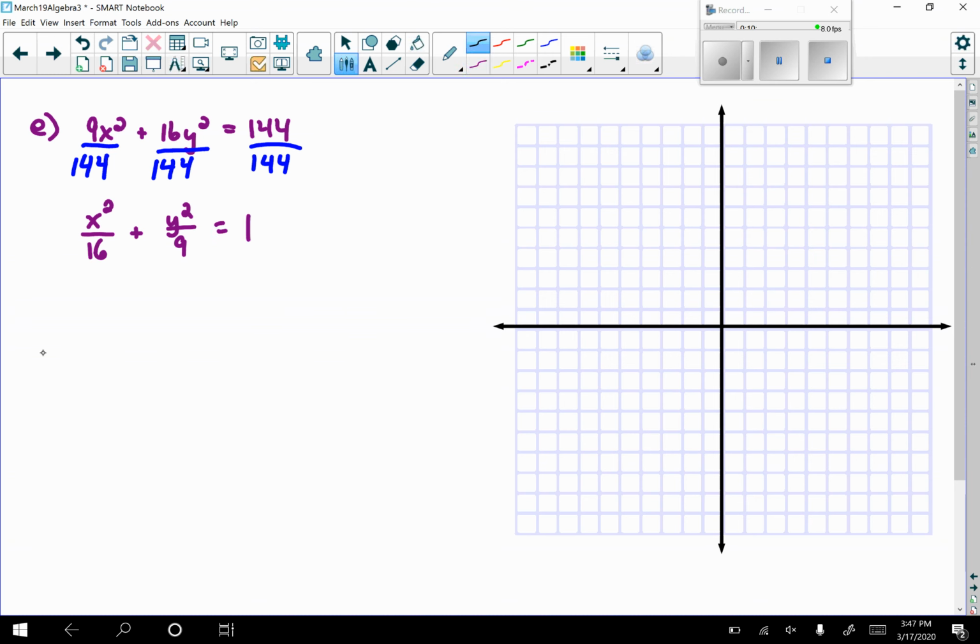Good news here is our center is back at the origin, and 16 is first, so that tells me a squared is 16 and a is 4. B squared is then 9, so b is 3. So I have a center at the origin. Because a squared is first, I'm going to have a major axis that runs horizontally, so I'm going to count 4 to the right and 4 to the left. I'm going to count 3 up and 3 down.